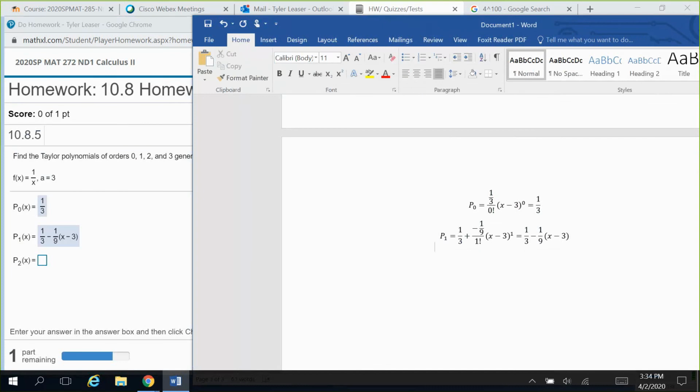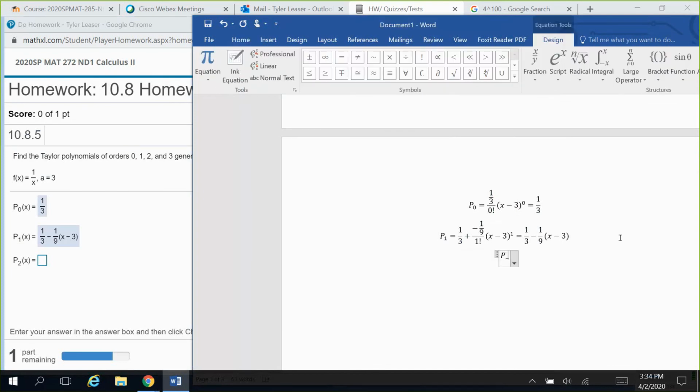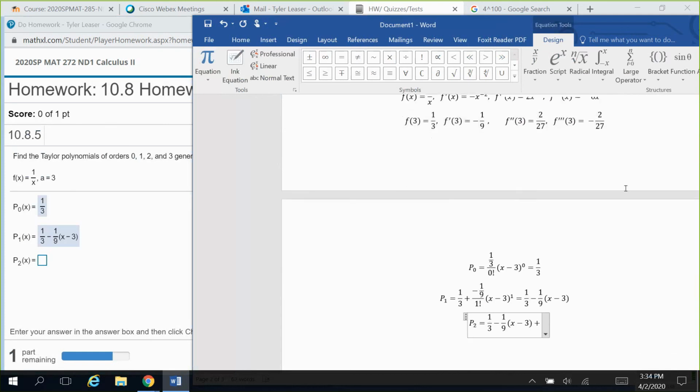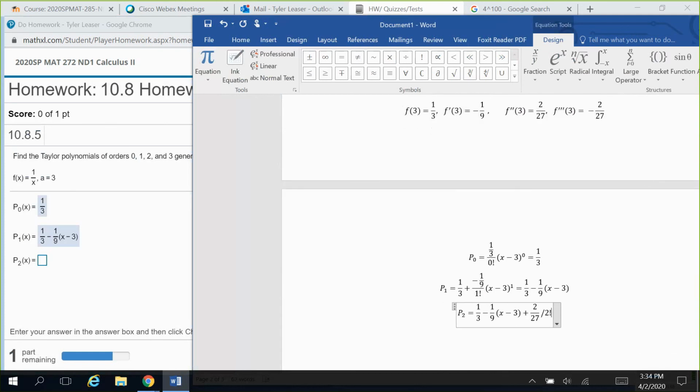Cool. Two more of these things. So P2 would be the first 2 terms, 1/3 minus 1/9 times (x minus 3), plus the second derivative term. That's going to be the coefficient 2/27 divided by 2 factorial times (x minus 3) squared. And that, of course, would simplify down to 1/27 times (x minus 3) squared. So that would go here.